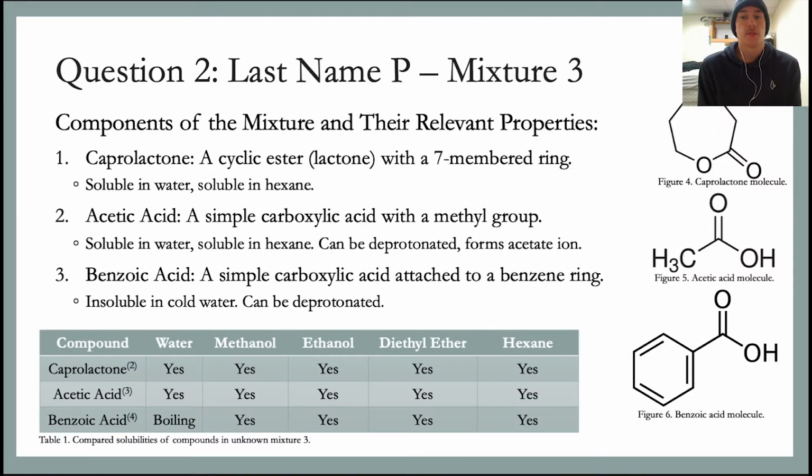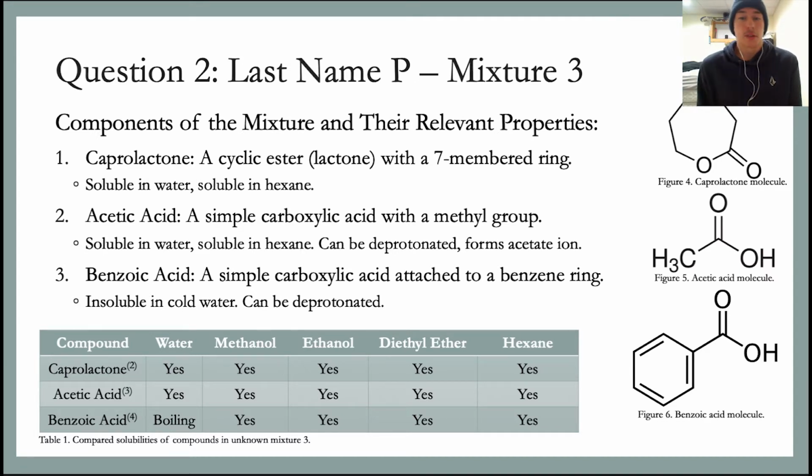For question 2, my last name is Pries, so I had unknown mixture 3, which contains caprolactone, acetic acid, and benzoic acid. I've obtained relevant data and figures from PubChem, including their solubilities in different solvents. It should be noted that I was unable to find much information on caprolactone after hours of searching, so this analysis might not be fully accurate.